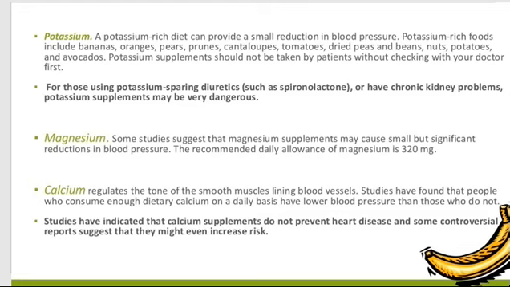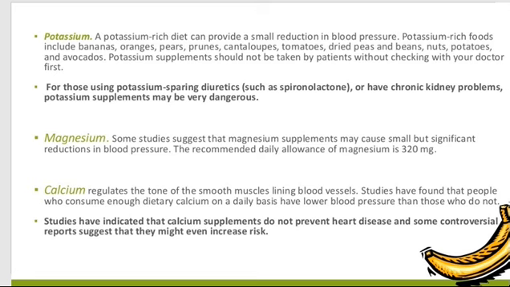Minerals. A potassium-rich diet can provide a small reduction in blood pressure. Potassium-rich foods include bananas, oranges, pears, prunes, cantaloupe, tomatoes, rice, peas and beans, nuts, potatoes, and avocados. Potassium supplements should not be taken by patients without checking with your doctor first.